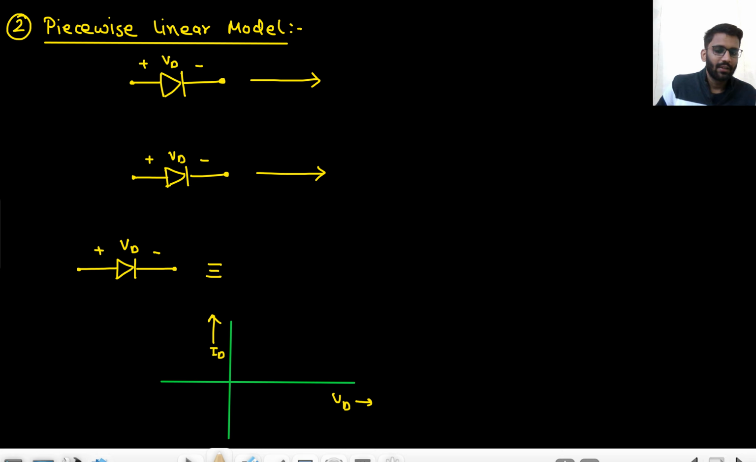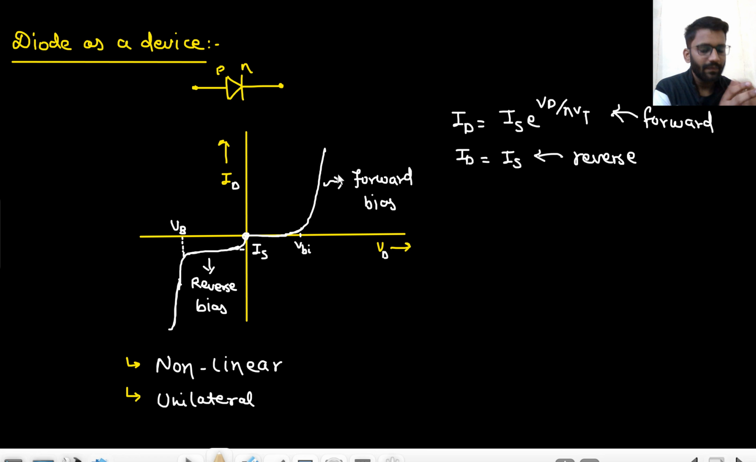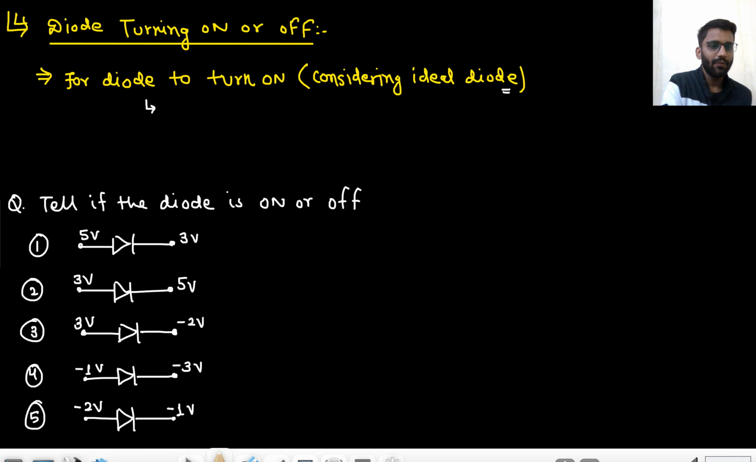Before that, how does the diode turn on? First I am considering an ideal diode. What is an ideal diode? We will study that. For now just consider it as an ideal diode. So when will the diode turn on? When the potential of P is greater than the potential of N. We studied that in forward bias. In forward bias, the diode turns on. In reverse bias, the diode turns off. So what is forward bias? When the potential of P is greater than the potential of N.